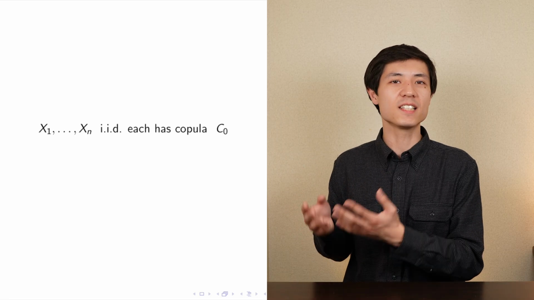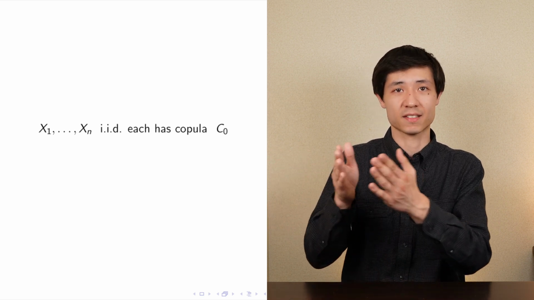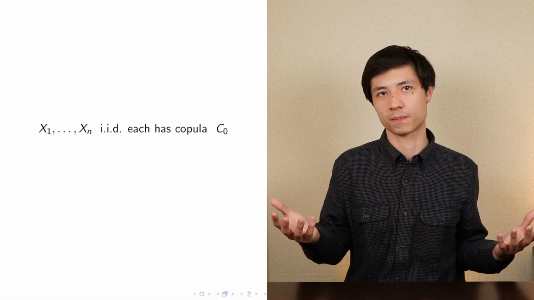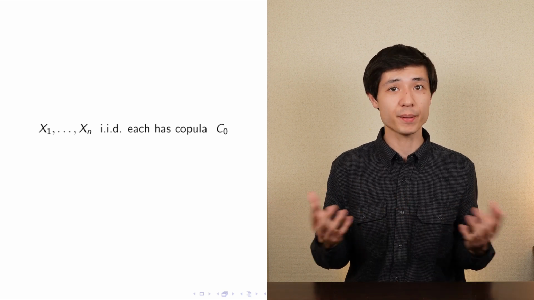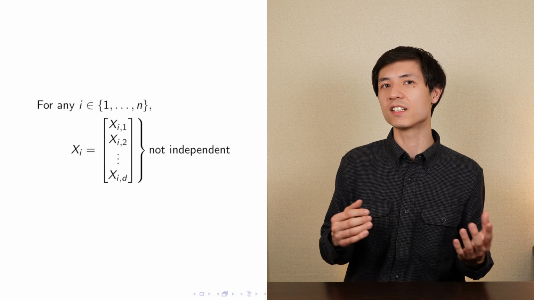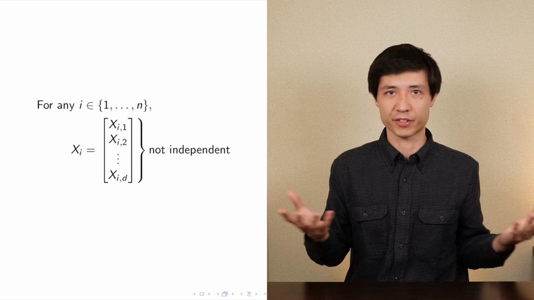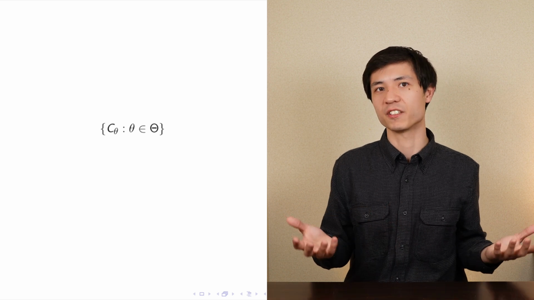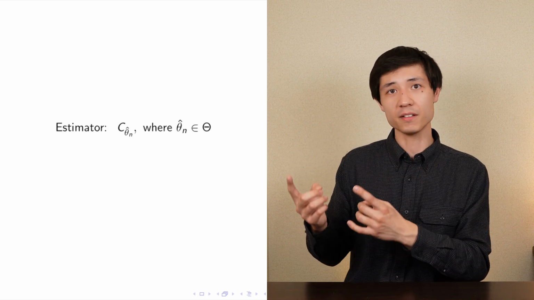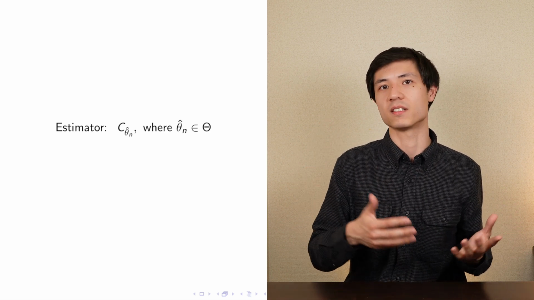In today's paper, the objective is to estimate the copula C0 of a d-dimensional random variable x. For that purpose, we have n IID d-dimensional observations x1, x2, xn following the same distribution as x. While the n observations xi are independent, please note that for each xi, its d components xi1, xi2, xid are not necessarily independent. For that purpose, we will estimate C0 parametrically by a copula C theta parameterized by theta in a set capital Theta. The problem is now to find theta hat n in the set capital Theta such that C theta hat n estimates C0 well.